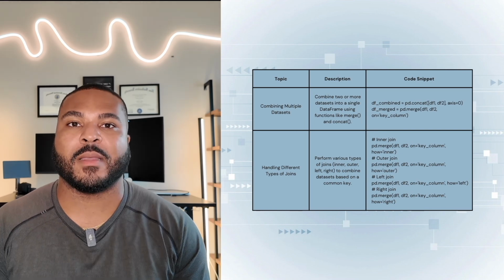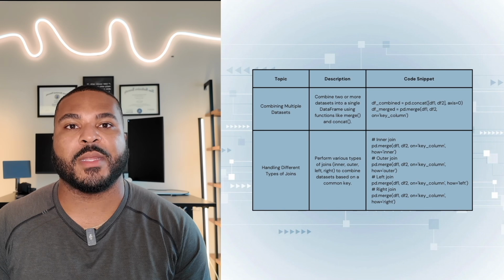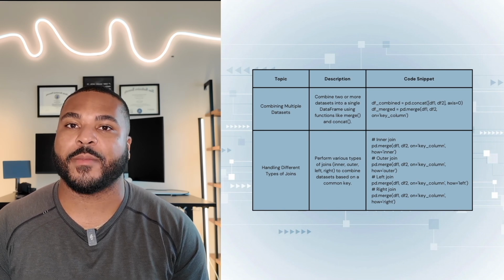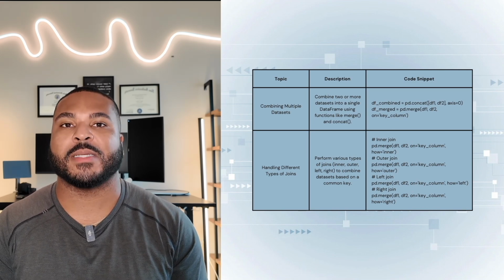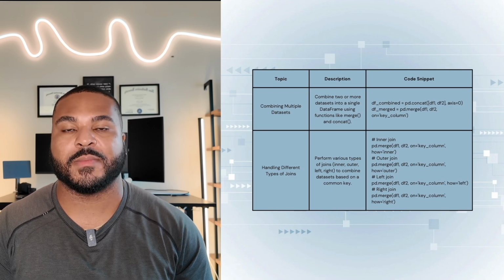So by combining multiple data sets and handling different types of joins, you can integrate data from various sources into a single cohesive data frame. So therefore, data integration is a fundamental step in the data preprocessing pipeline, allowing you to consolidate data from different sources. That's all that I have.